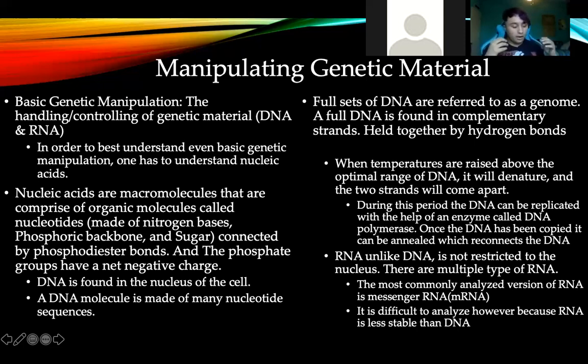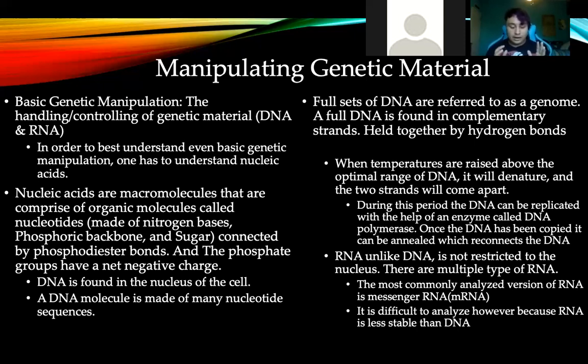Full sets of DNA are called genomes. A full DNA molecule is found in complementary strands held together by hydrogen bonds. So to begin the manipulation, when temperatures are raised above the optimal range of DNA, it'll denature and the two strands will come undone. It's during this period that DNA can be replicated with the help of DNA polymerases. Once the replication has occurred and temperatures fall, DNA will anneal and reconnect.